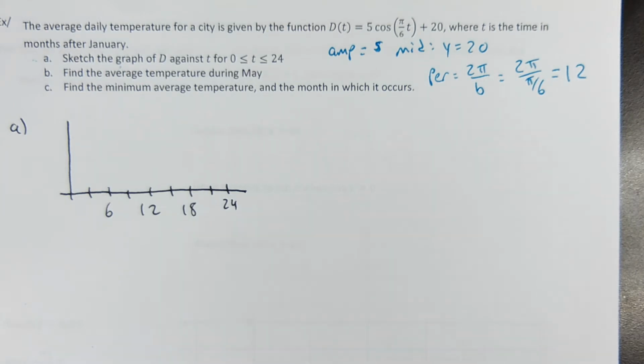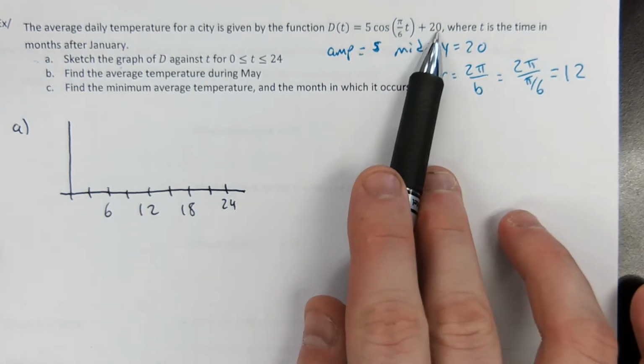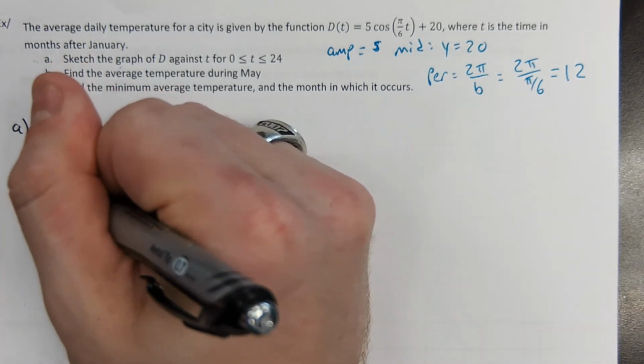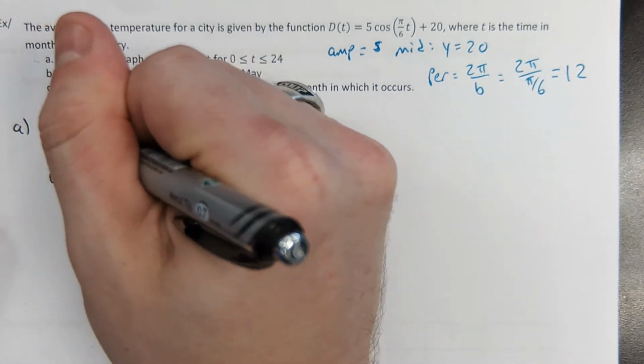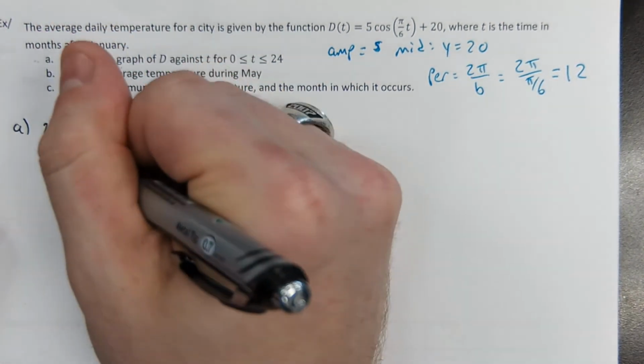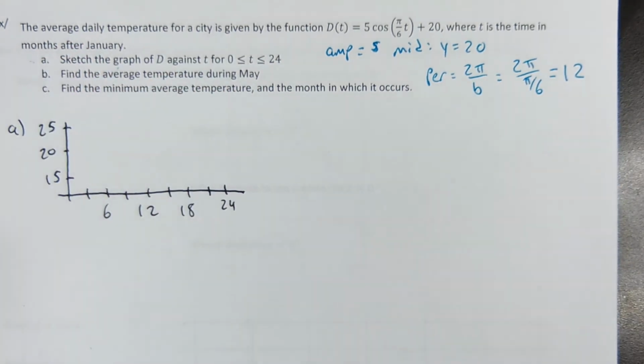All right, so what is our minimum? Our minimum is 5 under the number 20, so our minimum is 15. And our maximum would be 5 above 20, so 25. And we already know the midline happens at 20. There we go, red pen.